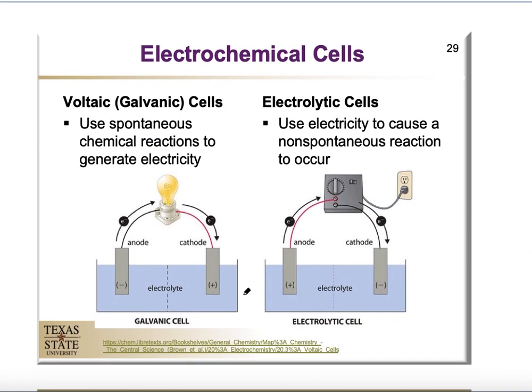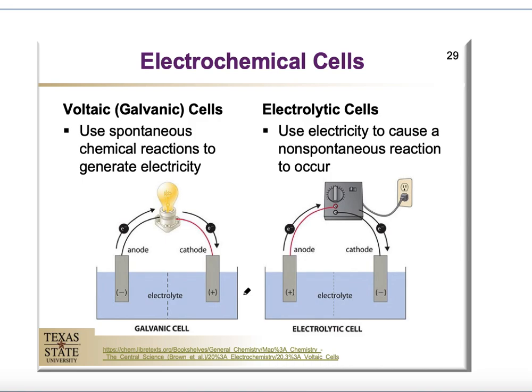Now we're going to be talking about 2 different types of electrochemical cells. One of them is called a voltaic cell or galvanic cell, and then a different one is called an electrolytic cell. So be careful with the name. Electrolytic is not the same thing as electrochemical. Electrolytic is a type of electrochemical cell, okay? The electrochemical cells have at least two different types.